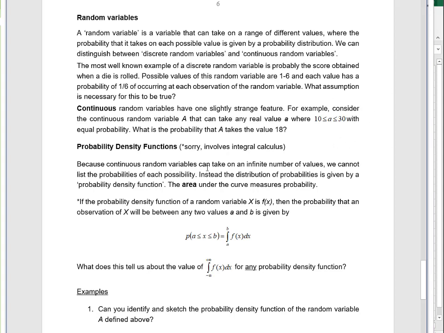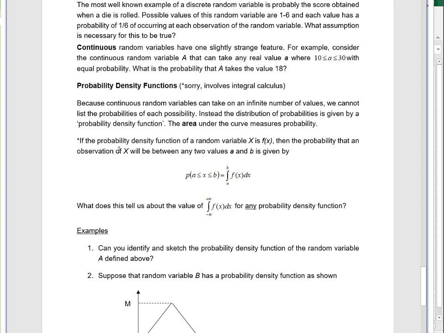Because of this, they have an infinite number of values. You can't just write out the probability of each possibility because it's 0. So what you do is you have an idea of something called the probability density function. Then the area under the curve measures the probability. I'll draw it, examples of that in a minute.